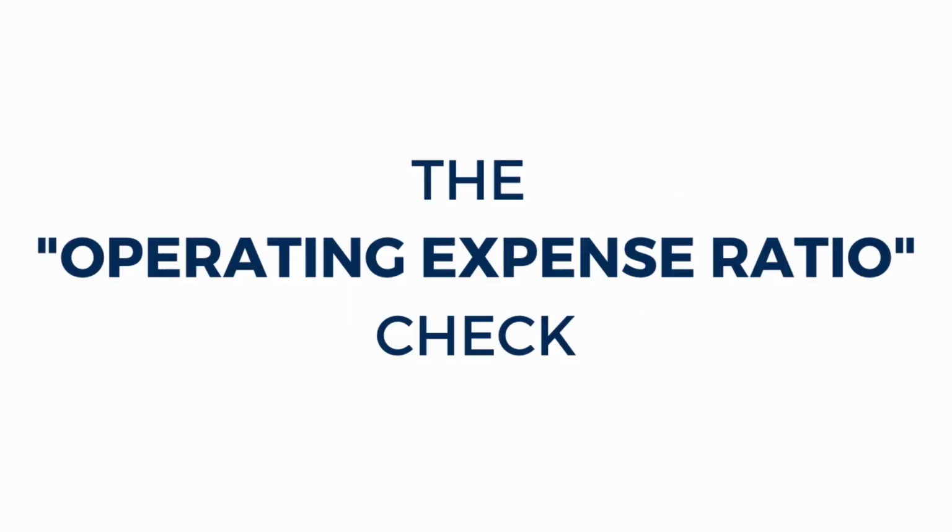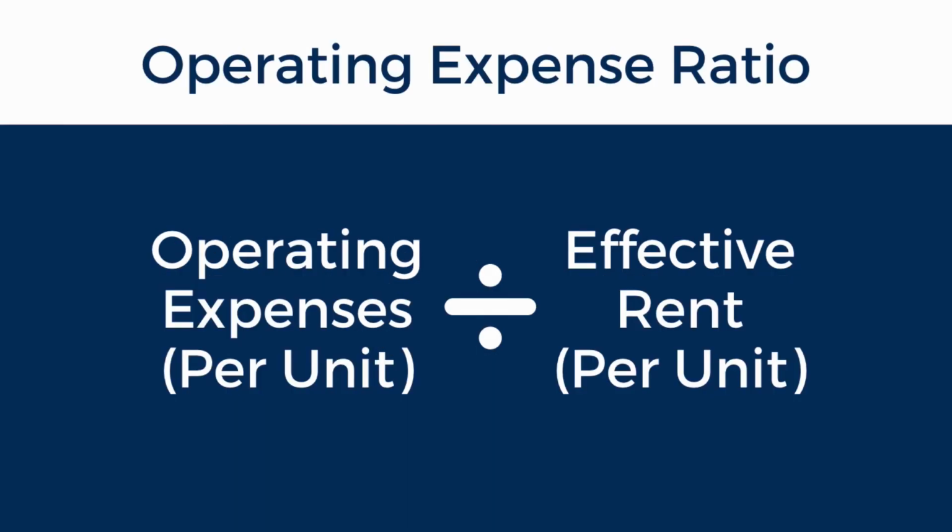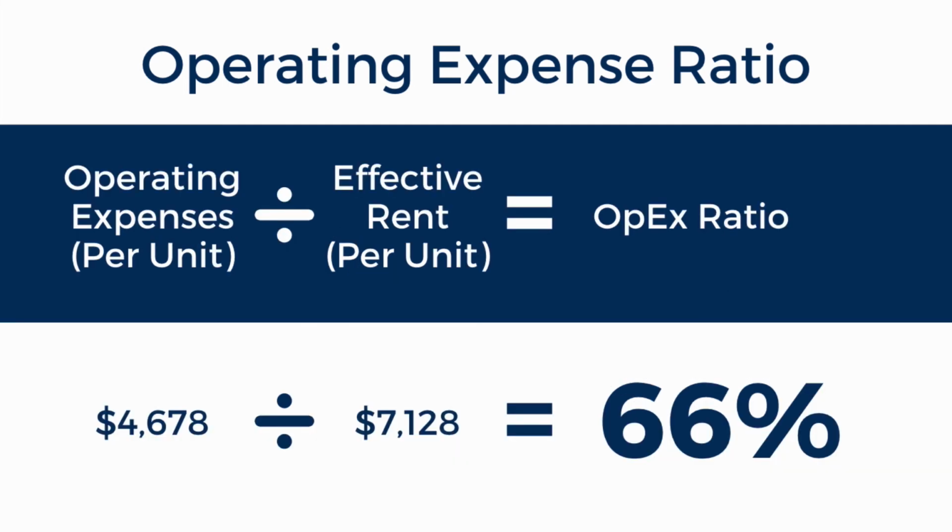The next check is the operating expense ratio check. This shows the relationship between operating expenses and effective rent. And you get it by dividing operating expenses by the effective rent. And you can do it by the total amount, or as we're going to do here, by the per unit amount, because we've been working with per units for the last 15 slides. So we're going to divide the operating expenses per unit of $4,678 by the effective rent per unit of $7,128, and that results in 66%.